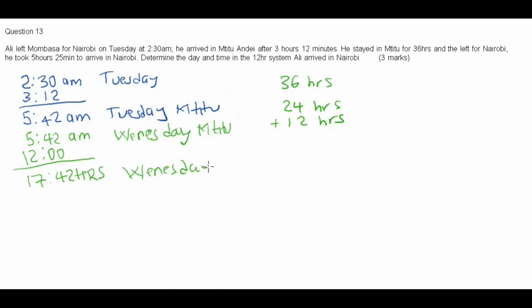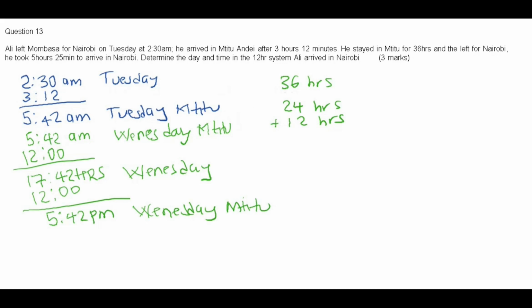And you are told to determine the day and time in the 12-hour system Ali arrived in Nairobi. So it's a 12-hour system. You remove 12, it will be 5:42 p.m. on Wednesday in Mtito.